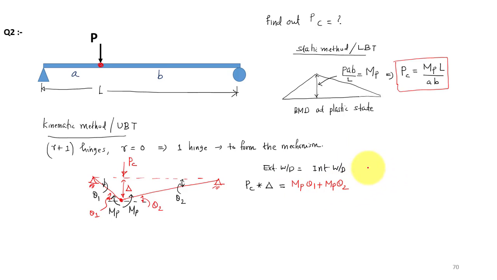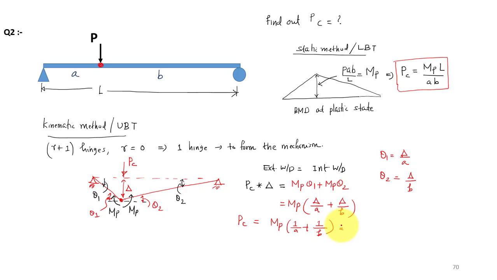Now I can write the relation: theta 1 is equal to delta by A, and from this triangle, theta 2 is equal to delta by B. So this distance is B and this is A, so that you can substitute here. It will become Mp into theta 1 plus theta 2, so delta by A plus delta by B. All this delta will get cancelled. So we will get Pc is equal to Mp into 1 by A plus 1 by B.